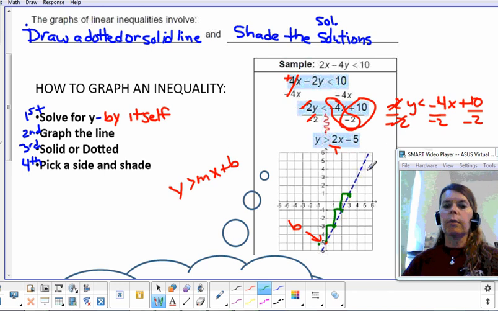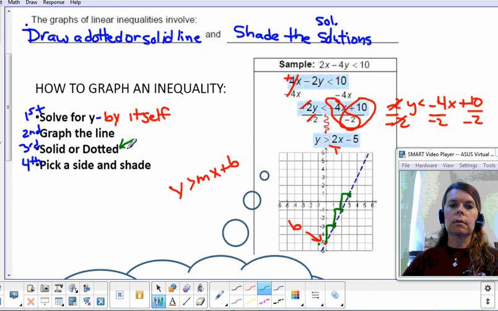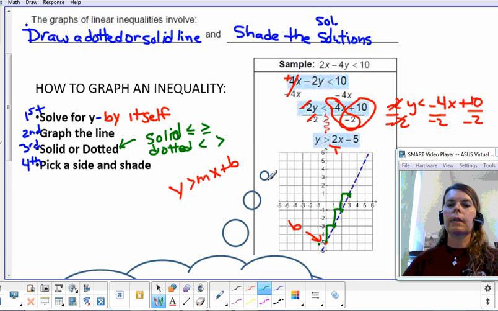Now when you make your line to decide, is it solid or dotted? Make yourself some notes. Solid means it's this verb or this verb. Dotted, because the solid means your solutions can be on that line. They can equal that line. The dotted are less than or greater than and not equal to, because they're only greater than up here on this side or less than underneath over here.